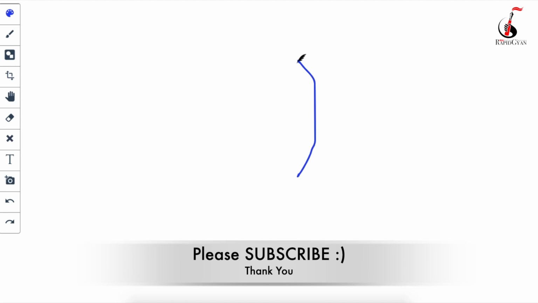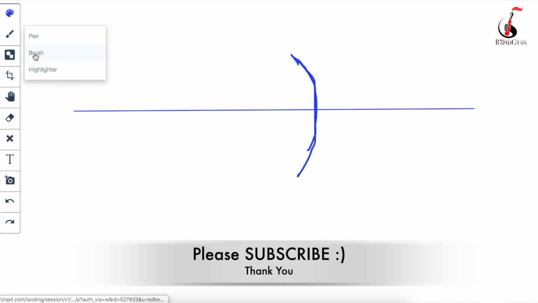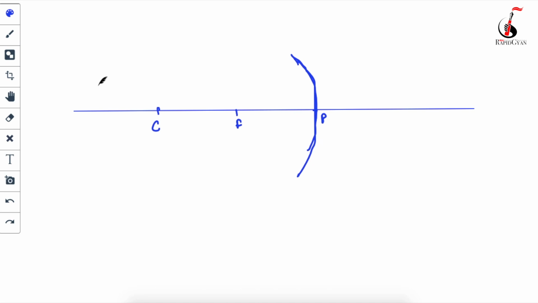Okay, so this is your next mirror, and I'm going to draw the principal axis. I will say this is your P point, this is your F, this is your C, and that's it. Now where is your object? Your object is beyond C. Let's make it over here. So the next position of your object is beyond C. What will happen in this case, beta?